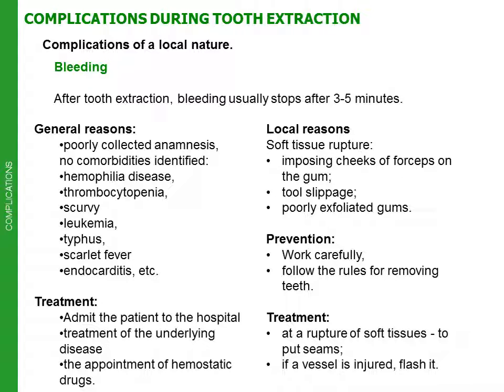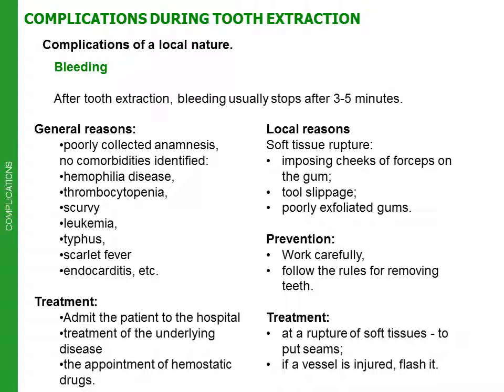Bleeding: after tooth extraction, bleeding usually stops after 3-5 minutes. General reasons: poorly collected anamnesis, no comorbidities identified. It may be because of hemophilia or thrombocytopenia, scurvy, leukemia, typhus, scarlet fever, endocarditis, etc. Treatment: local hemostasis. Admit the patient to the hospital. Treatment of the underlying disease. The appointment of a hemostatic drug.